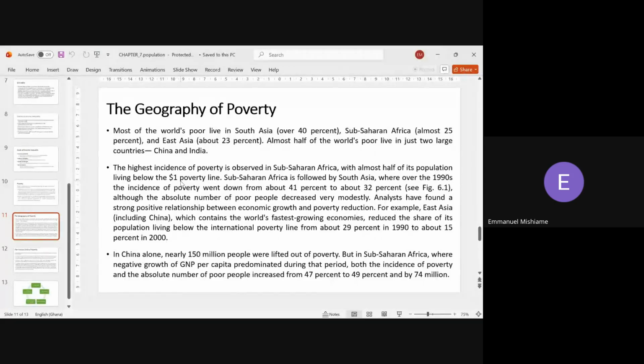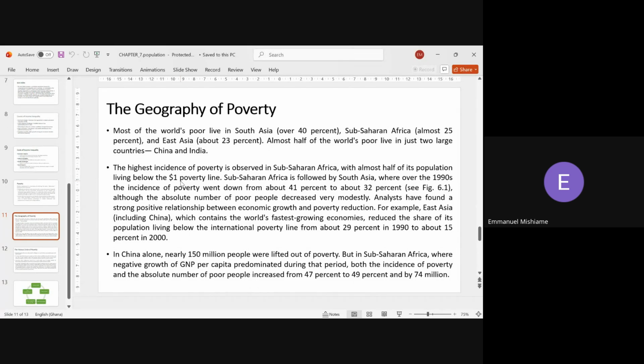I don't know if you understand the brevity of this statement. Okay, if Sub-Saharan Africa's population is, let's put it at 1 billion, about 500 million of this population, that is about half of that 1 billion, are living in poverty, what we call living below the $1 poverty line.